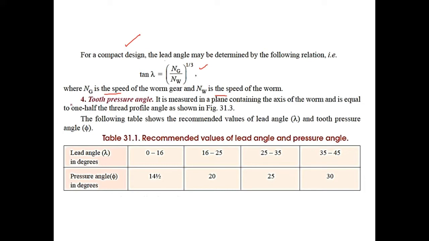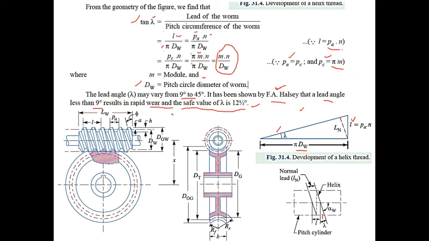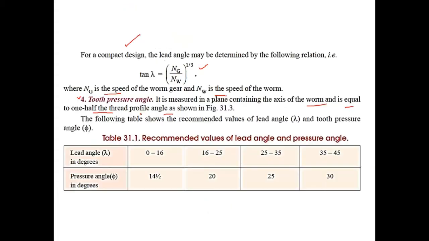Now next is tooth pressure angle. It is measured in the plane containing the axis of the worm, and it is generally equal to 1/2 the thread profile angle. So this is tooth pressure angle phi. So phi is generally taken as 1/2 the thread profile angle.